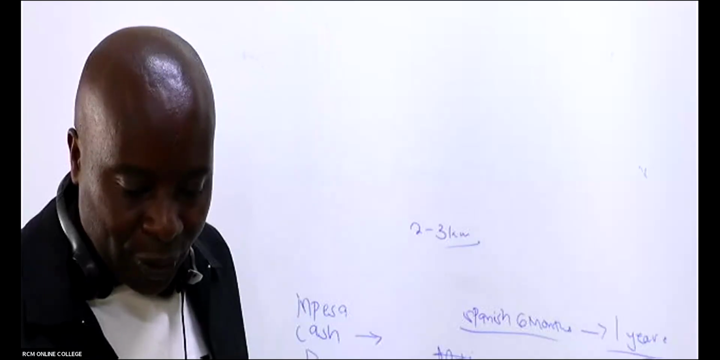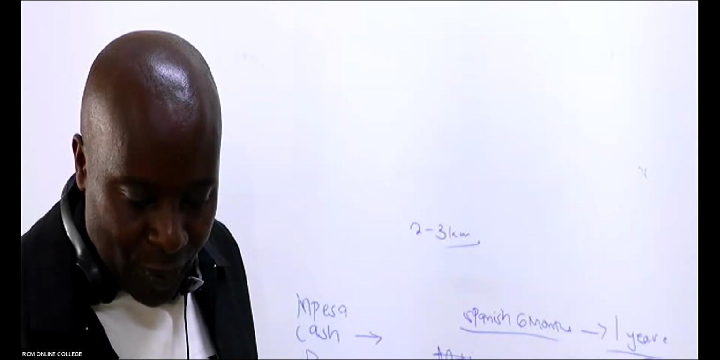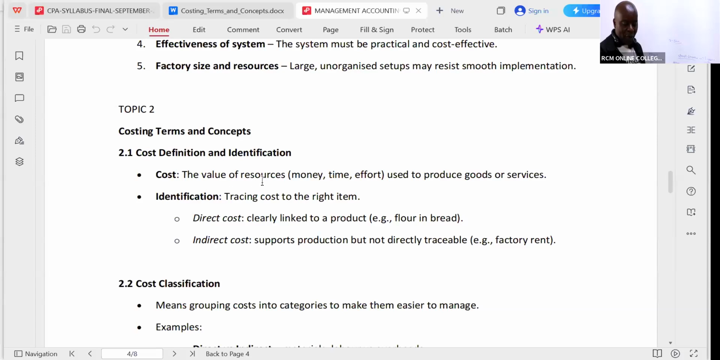Whenever we hear about cost, ladies and gentlemen, we should always imagine that cost is the value of resources, money, time, effort used to produce goods or services. Then how do we identify what we call tracing of costs to the right item? In terms of cost identification, there are those costs that are linked directly to what we are producing, and there are those costs that are indirect.